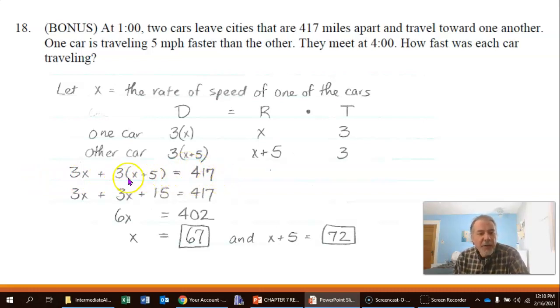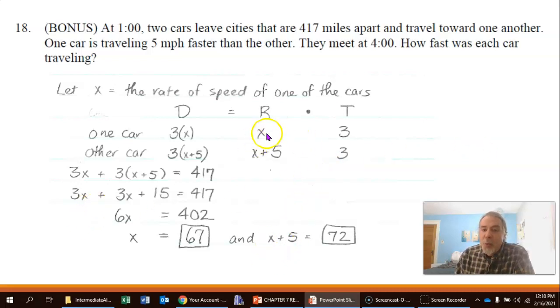So to go on and solve that, I'm going to multiply out 3 times x plus 5 to get 3x plus 15. Combine the 3x plus 3x into 6x, subtract 15 from both sides, and I get 6x equals 402. Then divide both sides by 6, and I get x equals 67.